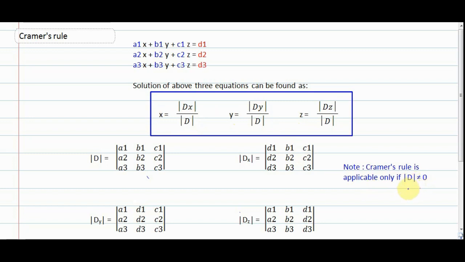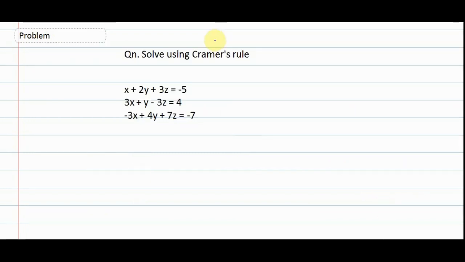Okay, now let's solve one problem based on Cramer's rule. So here is our question, solve using Cramer's rule. We have three equations here in unknowns x, y and z. The first equation says x plus 2y plus 3z equal to minus 5, 3x plus y minus 3z equal to 4, and the third equation is minus 3x plus 4y plus 7z equal to minus 7. So let's see how to solve this using Cramer's rule.